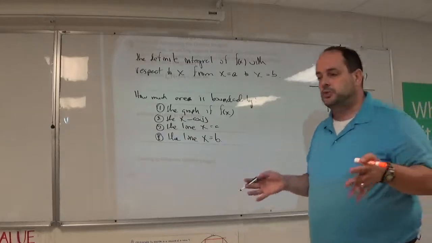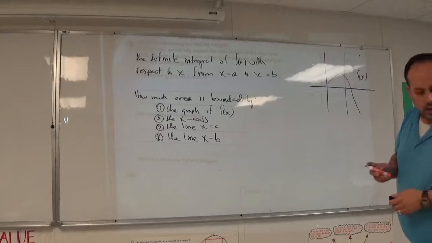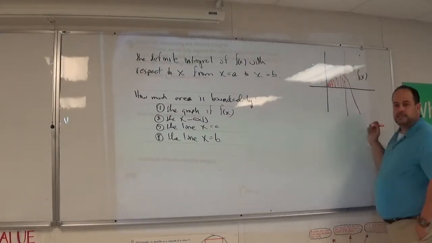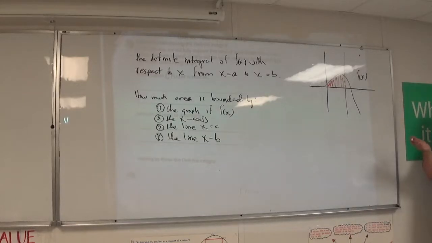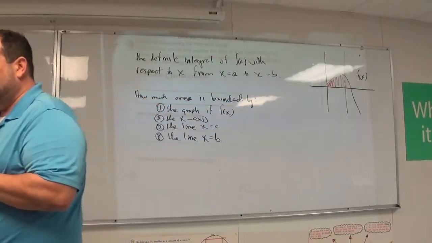What region are we actually talking about here? The area bounded by the function, the x-axis, the vertical line x equals a, and the vertical line x equals b. Make sure you know what region we're talking about. Shade in the region, Carlos. Okay. The region that I'm looking for is that guy over there. And everybody's okay with that? We're good? Okay.